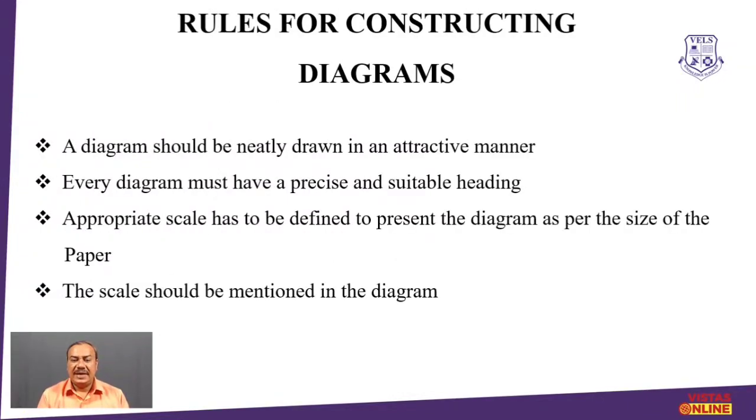For construction of diagrams, we need to follow some rules and regulations. What are they? So, rules for constructing diagrams. The first one is a diagram should be neatly drawn in an attractive manner. Every diagram must have a precise and suitable heading. For each and every diagram, we have to mention its title or heading.